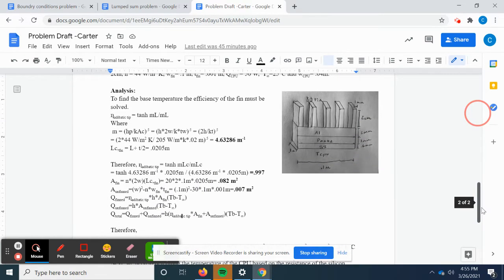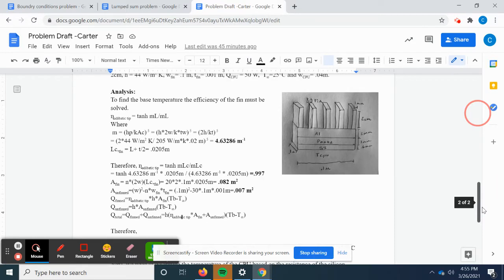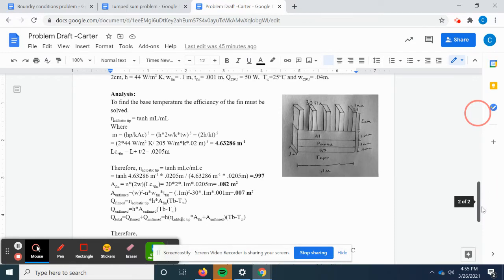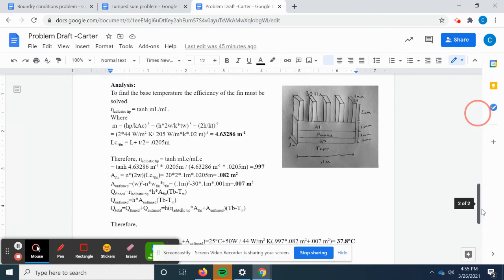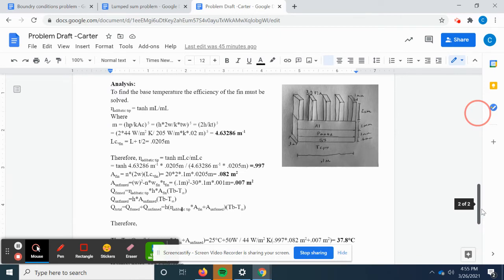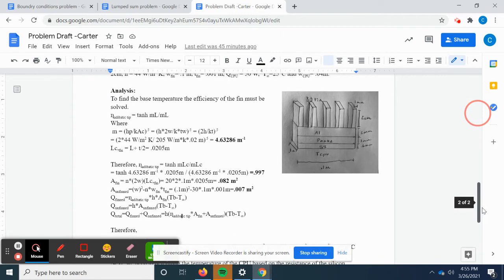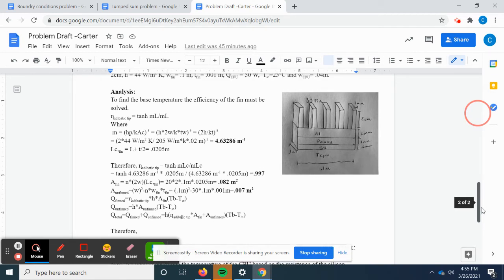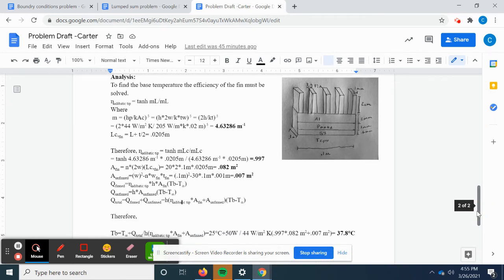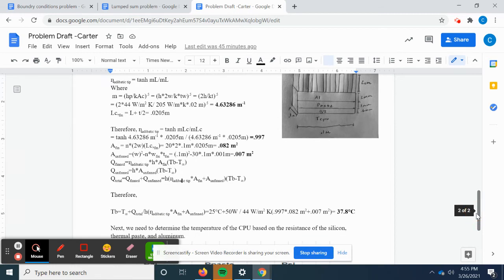To do this problem, we first find the efficiency of the tip based off the hyperbolic tangent of ml divided by ml, and then from there we determine that m is equal to 4.63 meters to the negative 1. Then we need to find the corrected length, which is equal to the length of the tip plus the thickness of the tip divided by 2, or 0.025 meters for this problem. And then from there, we simply calculate the efficiency of the tip.